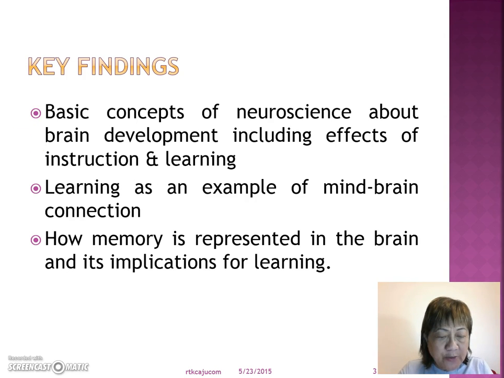Reviews were made on the key findings from neuroscience and cognitive science. These were the basic concepts of neuroscience about brain development, including effects of instruction and learning. Second, learning as an example of mind-brain connection. The third, how memory is represented in the brain and its implications for learning.